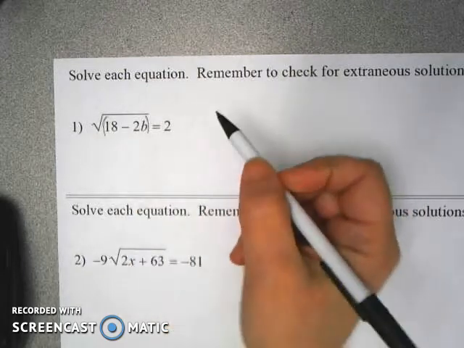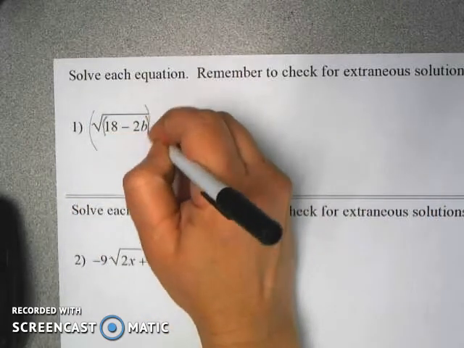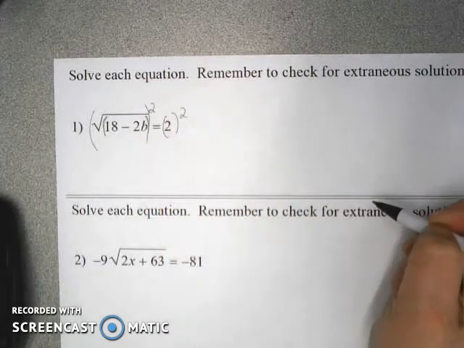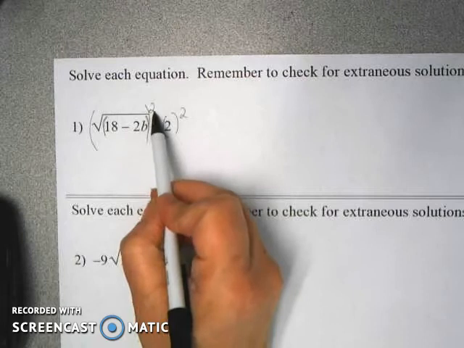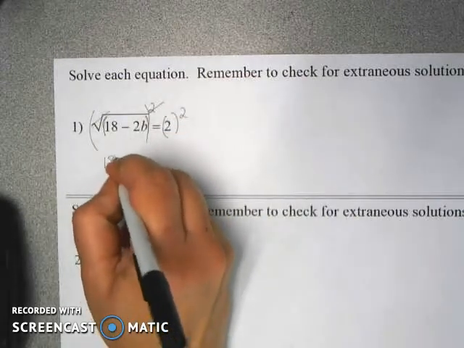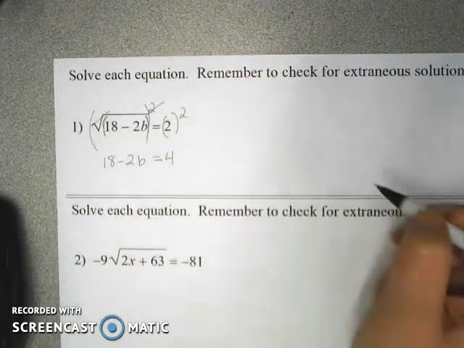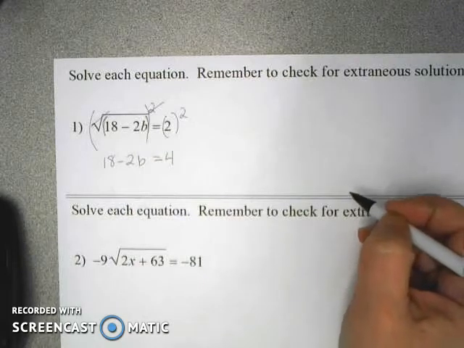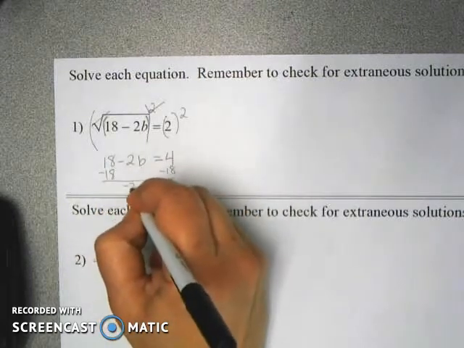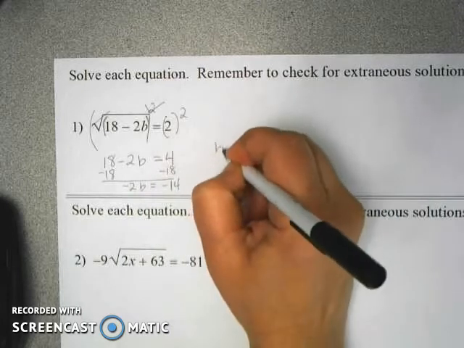That's a square root. And the way to undo that, or to cancel that out, is to square that expression, which means we have to square on both sides of the equation. So this square will cancel out this radical, which leaves us with 18 minus 2b is equal to 4. Now it becomes a really easy equation to solve. I'm going to subtract 18. And we're going to divide by negative 2 so that we get b is equal to 7.